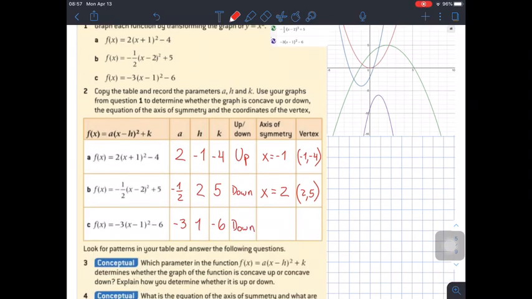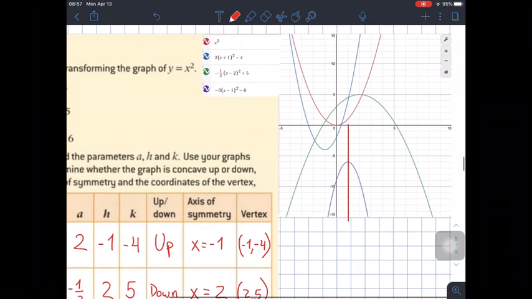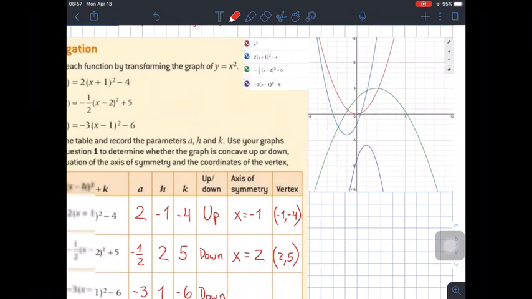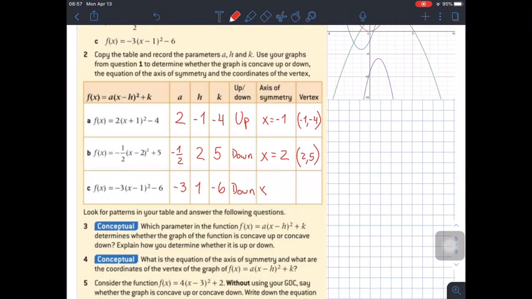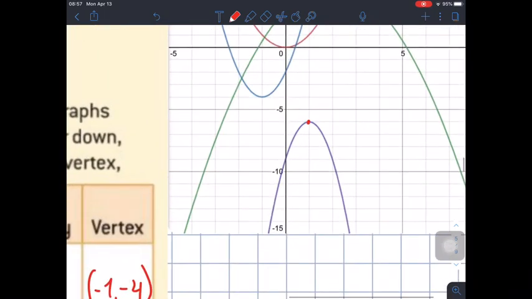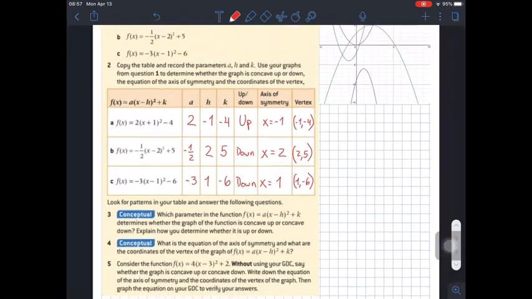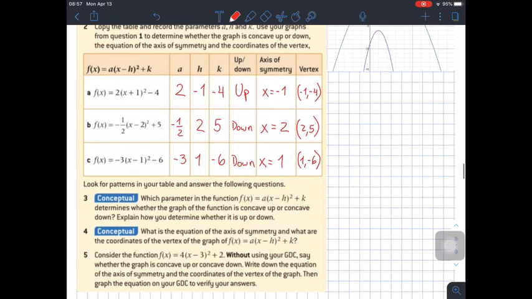What is the axis of symmetry? The axis of symmetry is this line over here, which is x equals +1. And the vertex has coordinates +1 and -6. So this would be 1, -6. Okay, so let's keep on doing the investigation in order to analyze what we've got here.